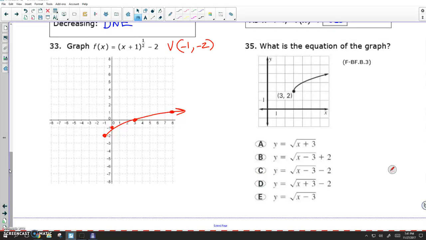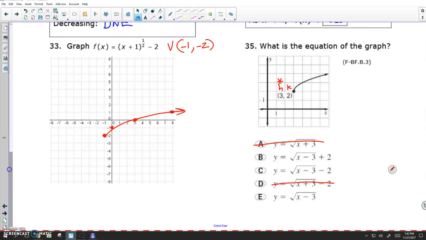It says, what's the equation? So if you want the equation, this is the x, and this is the y. They also refer to that as the h and the k. Now the way the formula works is h goes inside with the x. But the catch is, that one has to change signs. So when we look for our equation, it has to be a -3 in there. So right away we can get rid of this one. We can get rid of this one. And so it's down to those 3.